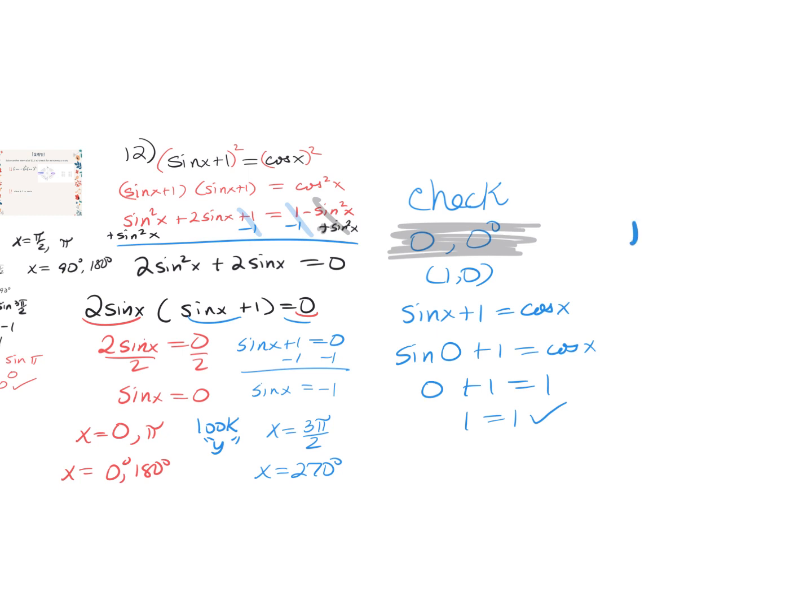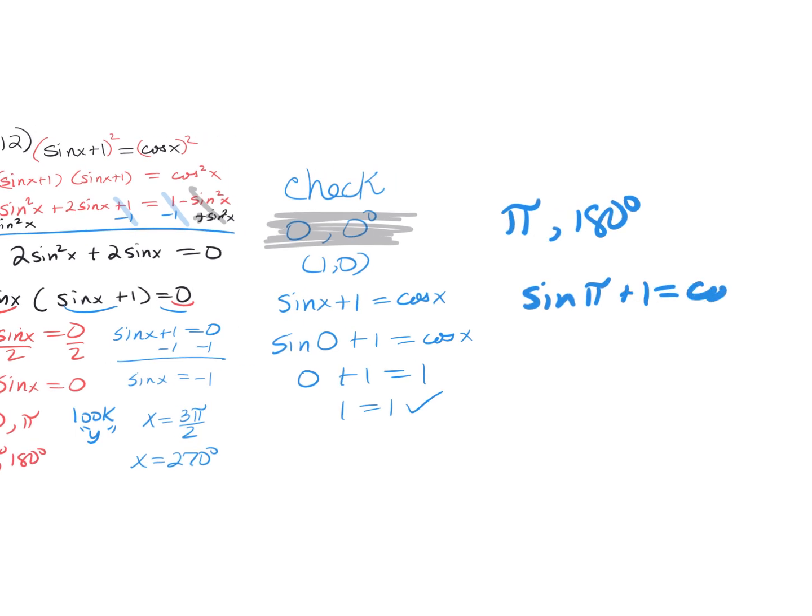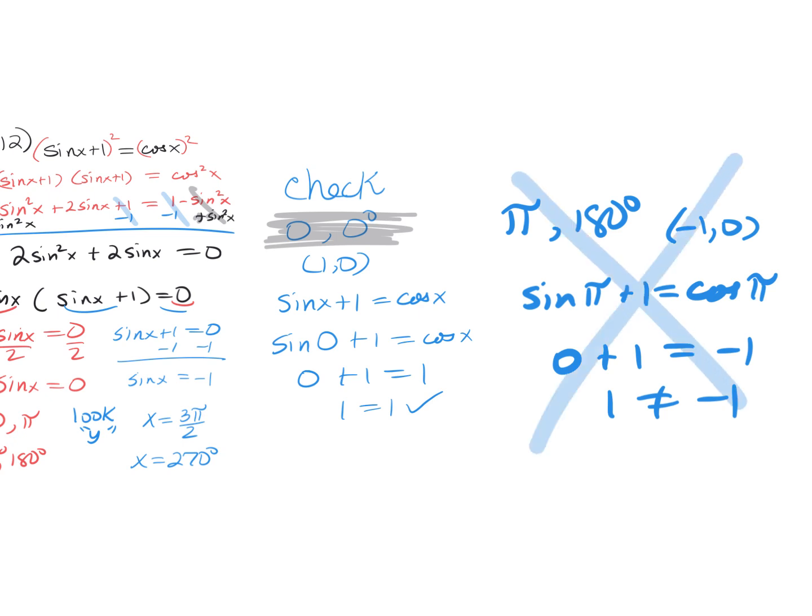So let's check pi and 180. And again, you could plug in either one. So we're doing sine of pi plus 1 equals cosine of pi. Remember the ordered pair for that is going to be negative 1, 0. So sine looks at y, we get 0 plus 1, and then cosine looks at x. 1 does not equal negative 1, so this pi and 180 is an extraneous solution.